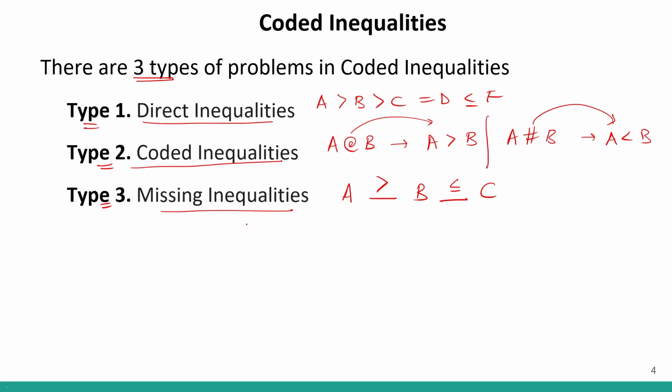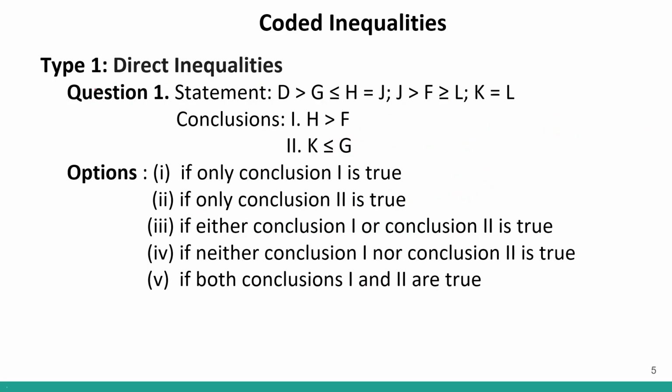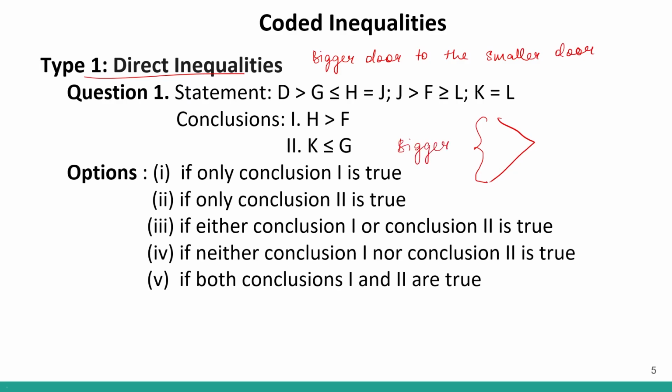Okay, so let us start by understanding type 1, direct inequalities. Over here, whenever you get a question like this, always move from the bigger door to the smaller door. What do you mean by this? Basically, it means that if we have this symbol, we consider this to be the bigger door, and we consider this part to be the smaller door.